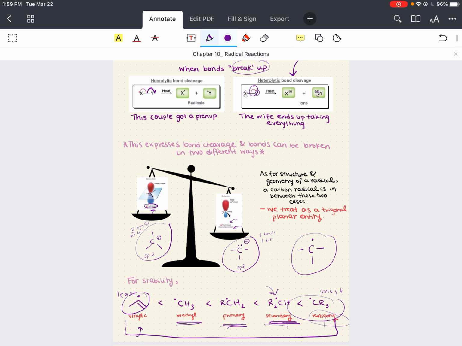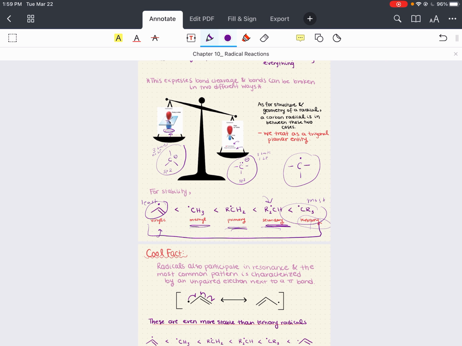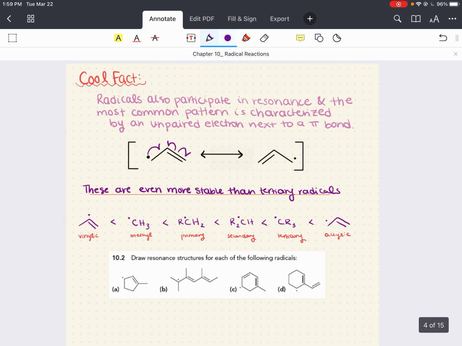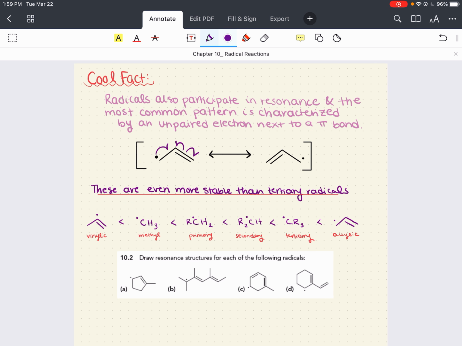Now, another thing about radicals is there are several patterns for drawing resonance structures of radicals. The vast majority of situations require only one pattern, and that pattern is characterized by an unpaired electron near a double bond, or a pi bond in general. It can be a triple bond too. So it is characterized, this pattern, by an unpaired electron next to a pi bond. So radicals also participate in resonance, and that is the most common pattern for radical resonance.